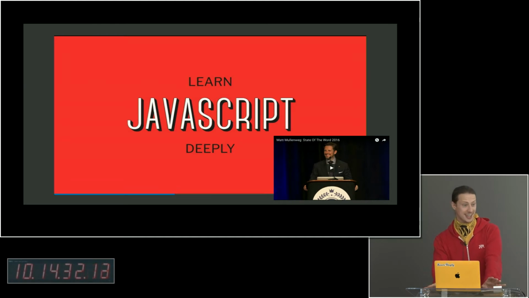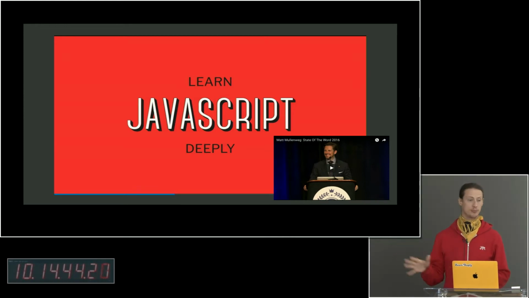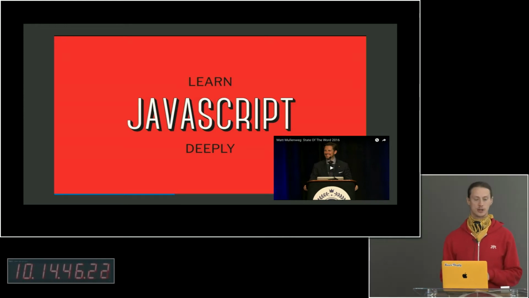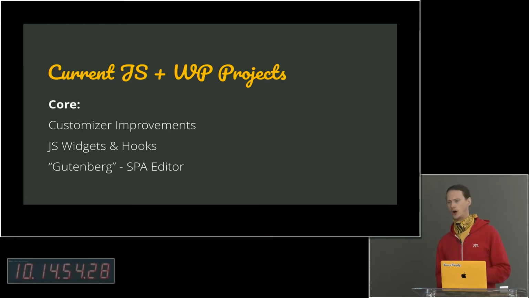The next year, at the next State of WordPress, he said the same thing again. Go learn JavaScript deeply. And the reason for this is becoming more and more apparent. He also pointed out that 30% at that point of WordPress is in JavaScript. It's core code. So to contribute to parts of it, you need to know it. But there's also more stuff going on since then.